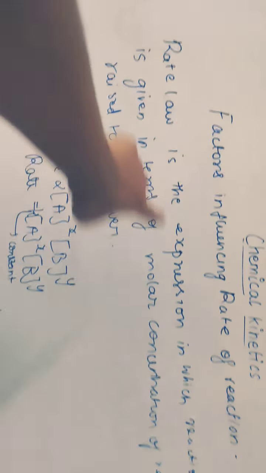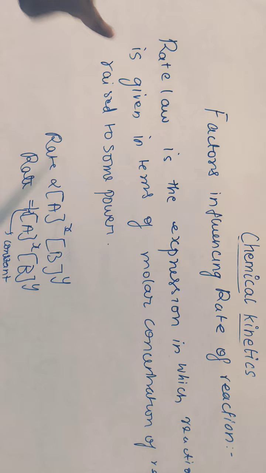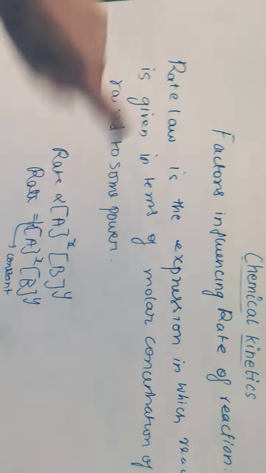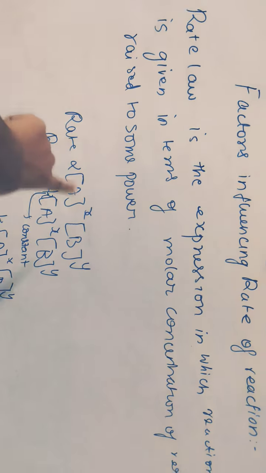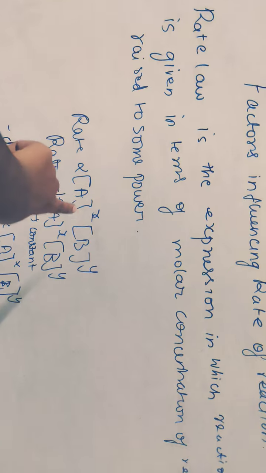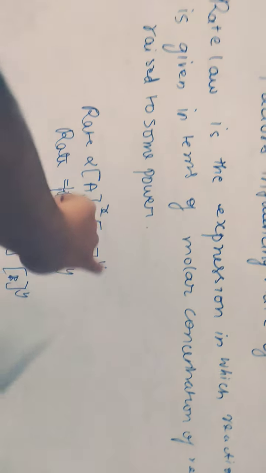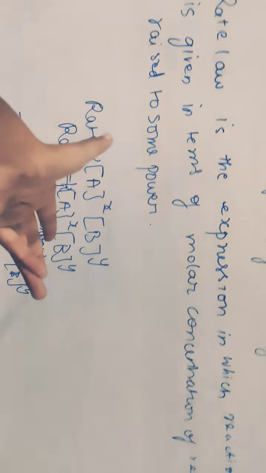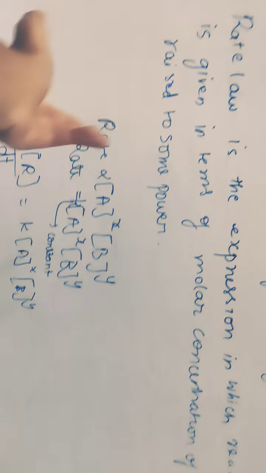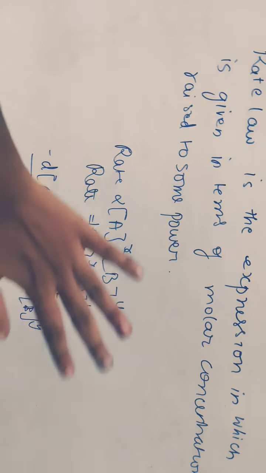What does rate law state? Rate law states that it is an expression in which the reaction rate is given in terms of the molar concentration of the reactants raised to some power. Rate is directly proportional to the molar concentration raised to some powers x and y. That x and y may or may not be stoichiometric coefficients. Usually they are experimental values, not stoichiometric coefficients.